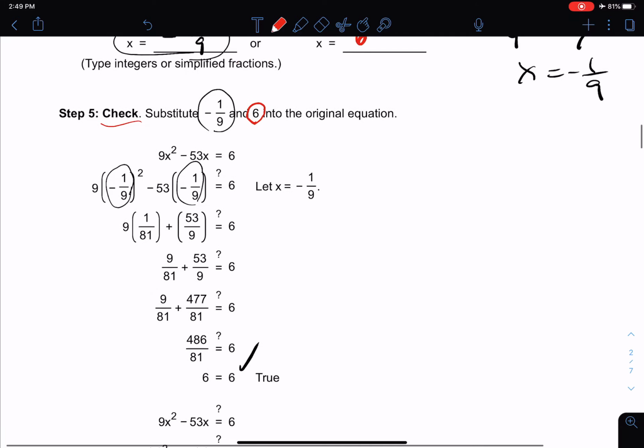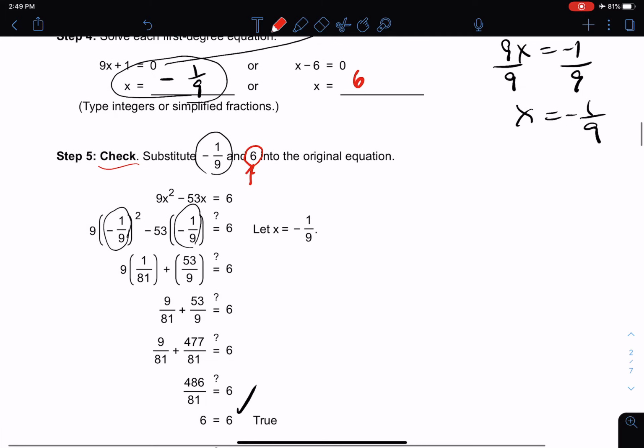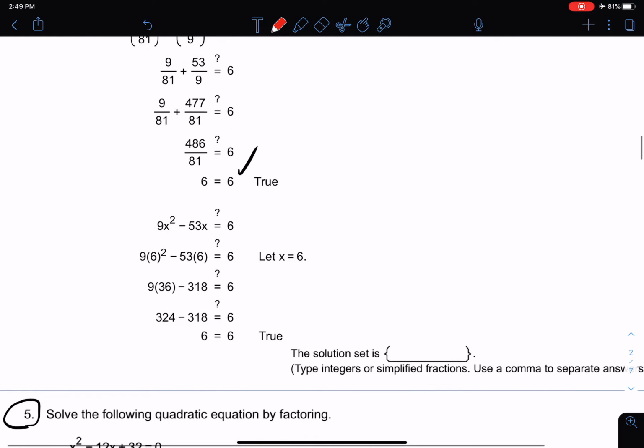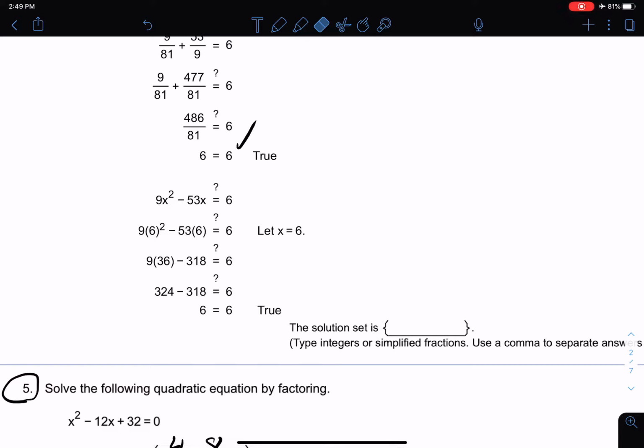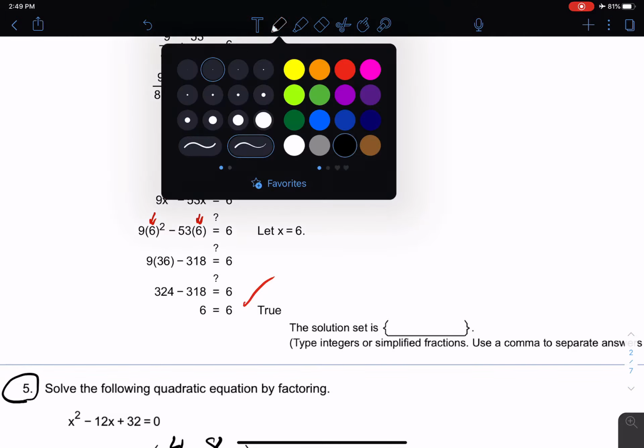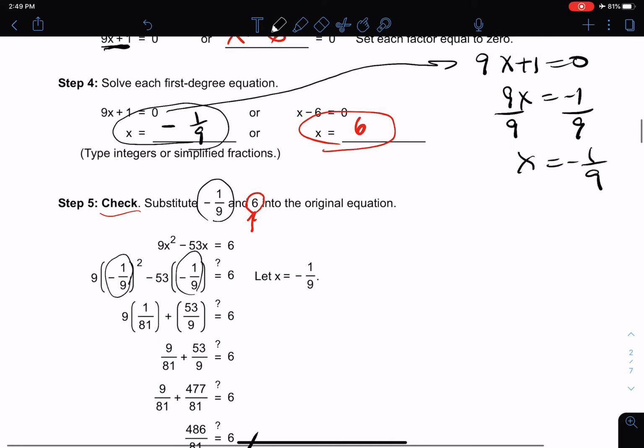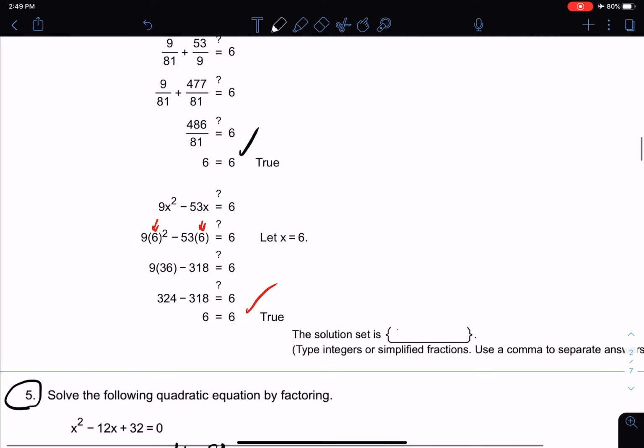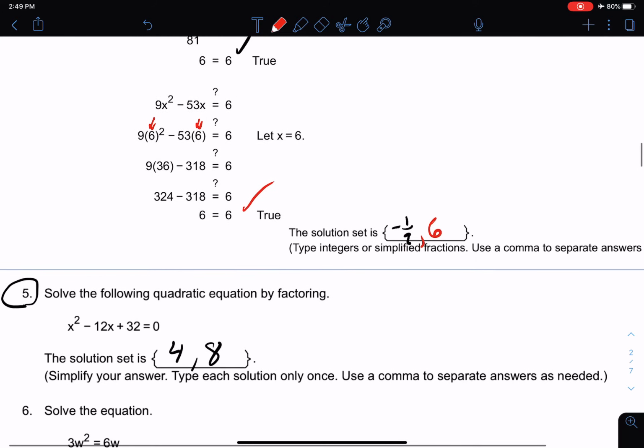This one, once again, if we wanted to check and see if x equals 6 is a solution, you'd go back to the original problem and substitute in a 6 for the original equation and see if the left side equals 6, and it does. So therefore we know, true. Those two answers do work. What were the two answers? The first one I had in black, which was -1/9, and I also had one in red, which was what? +6. There you go, -1/9 and +6 are my two answers.